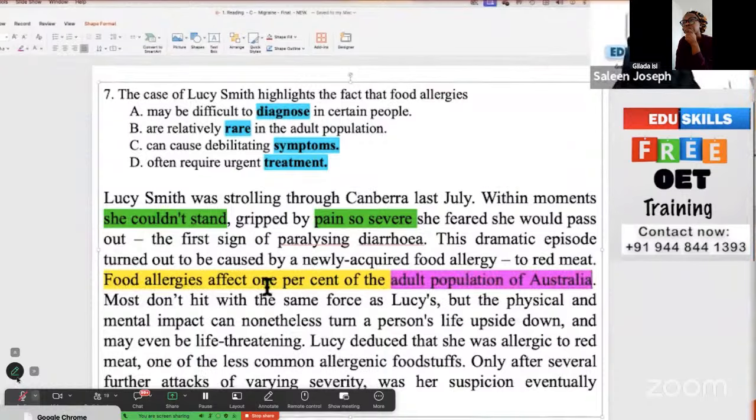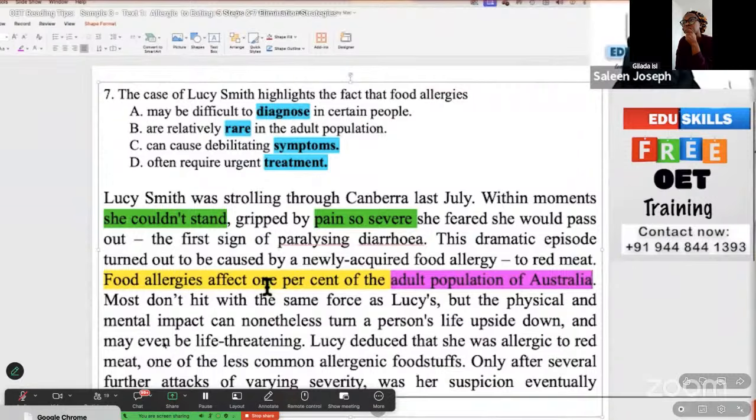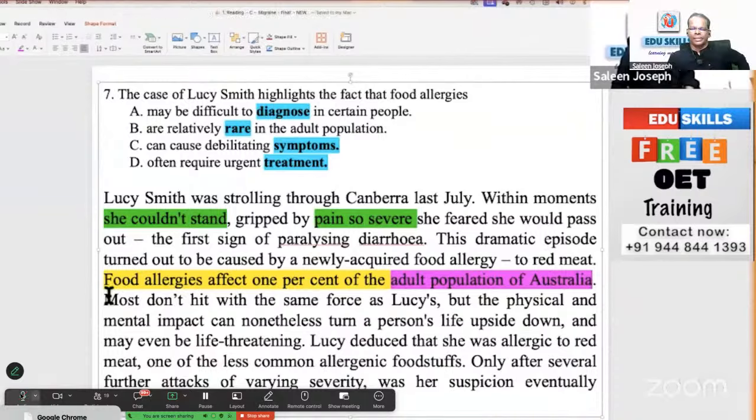How does it sound? Did you understand? Yes, Father. Hello? Can you hear me? Yes, I'm getting it. Somebody asked me about how to understand the text and how I am explaining the text. Yes, I'm getting it, how tricks are played. See, adult population of Australia is clear, Father.